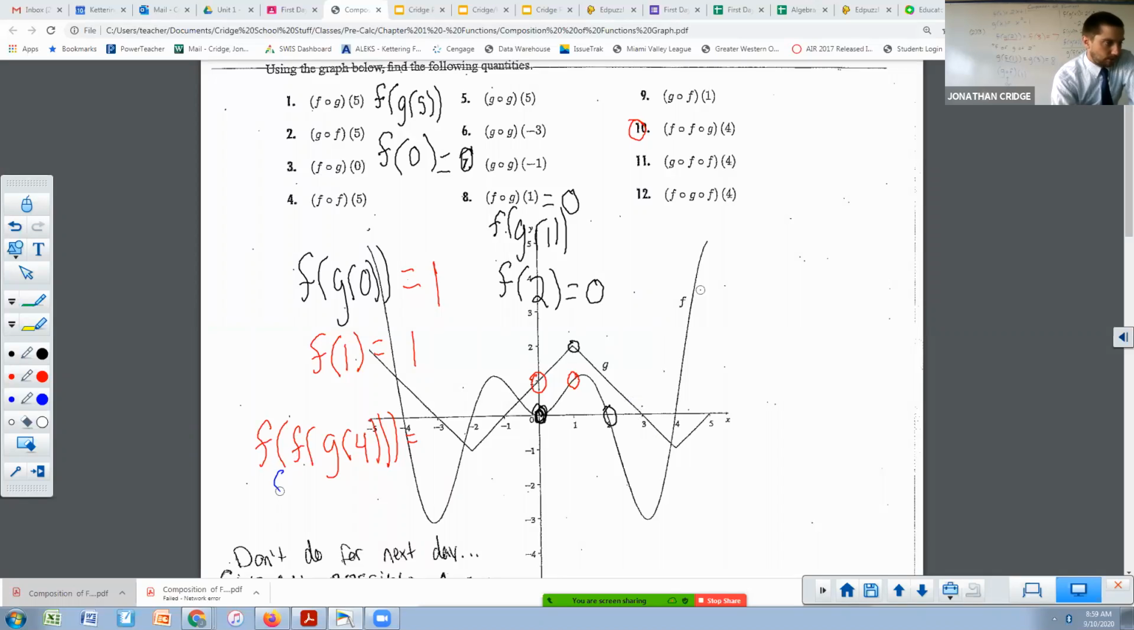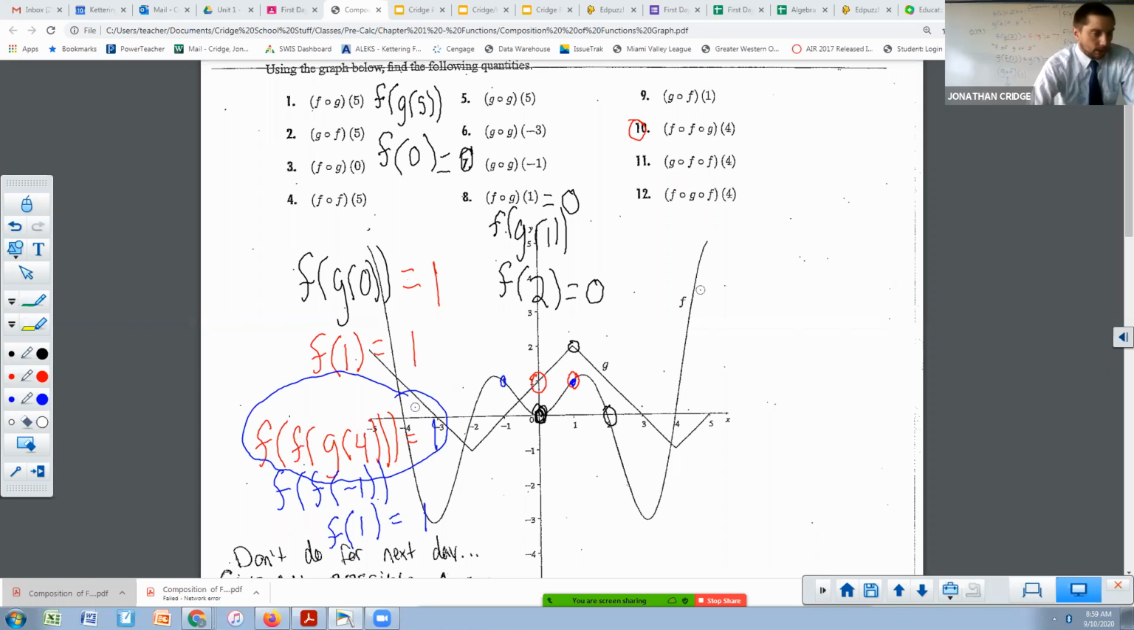All right, so now I'm looking for F of -1. So F of -1, so my input's -1. My output on the F graph is up here, that's at 1. So that's F of 1 is now what I'm looking for. And F of 1 is right here, which is 1. So that means F of G of 4, all of that is equal to 1. Okay? All right, so that's going to do it for our composition of functions.